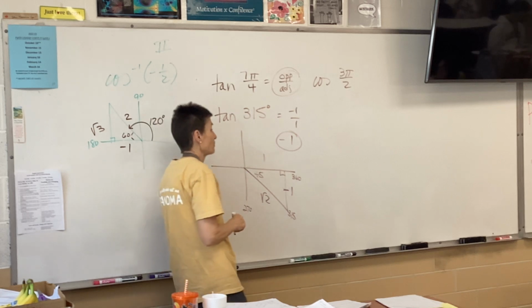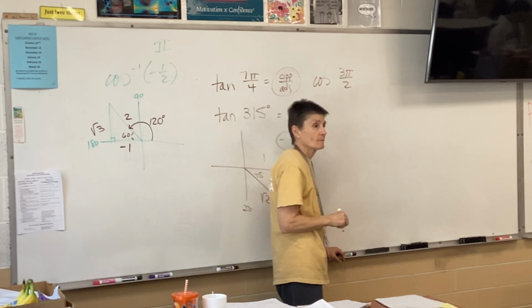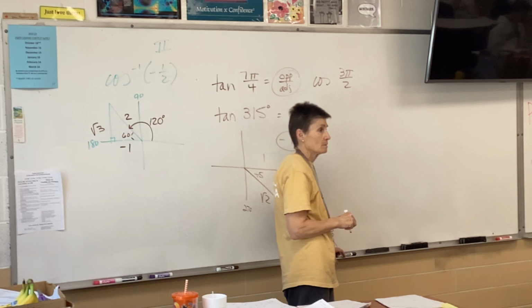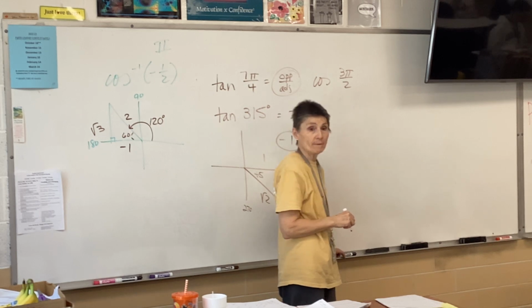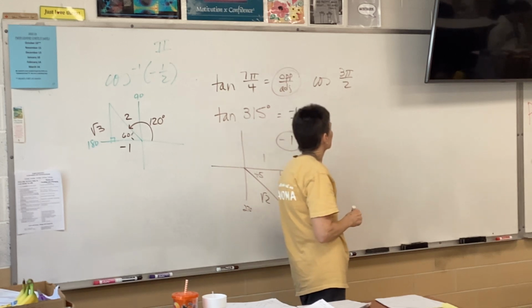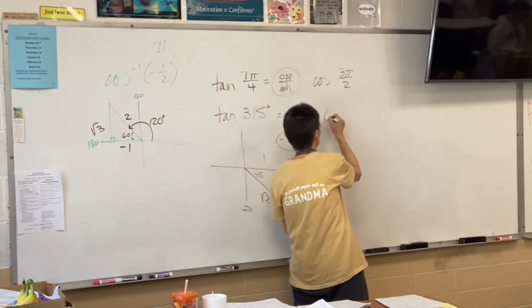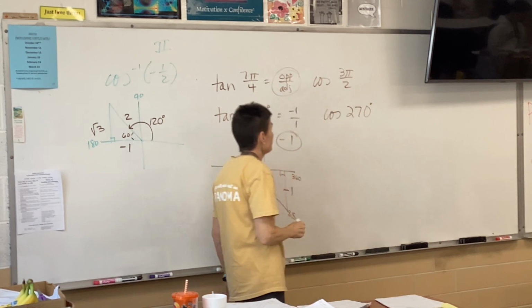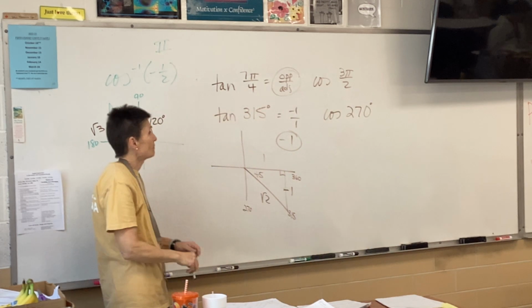All right, cosine 3 pi over 2. Quadrant 2. What 135 degrees is that? I got it. I think it's 270 actually. I think you did 3 pi over 4, Jacob. Oh yeah, my bad.